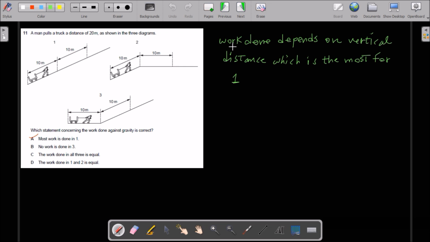Question 11. A man pulls a trunk a distance of 20 meters as shown in the 3 diagrams. Which statement concerning the work done against gravity is correct?